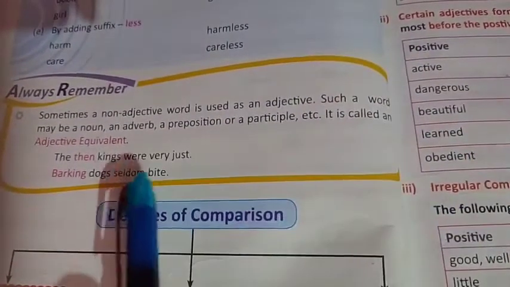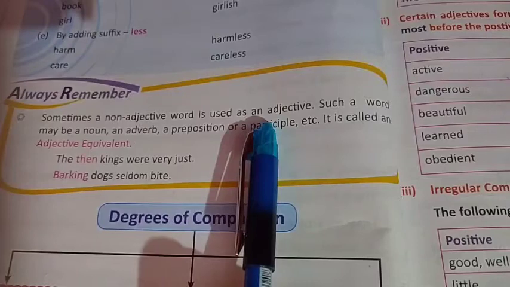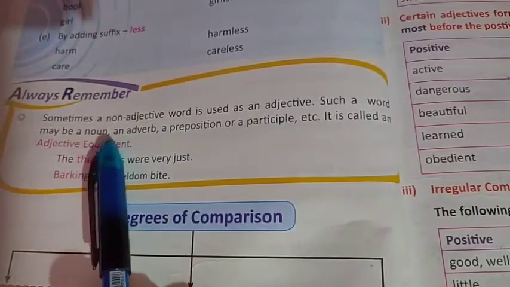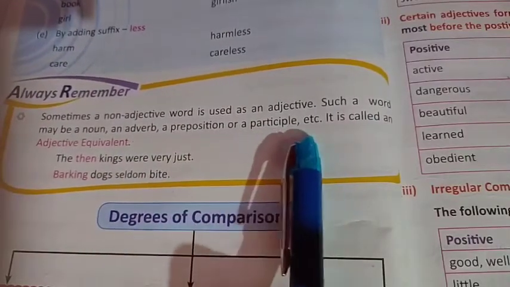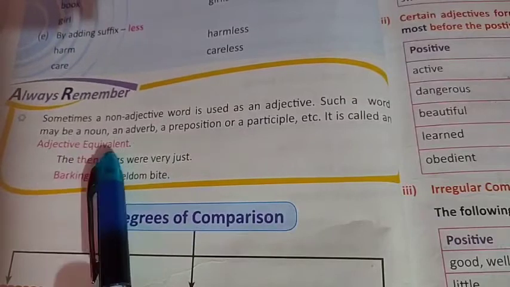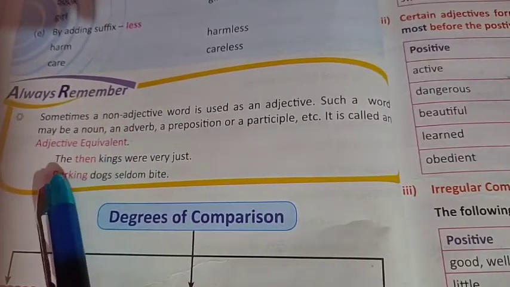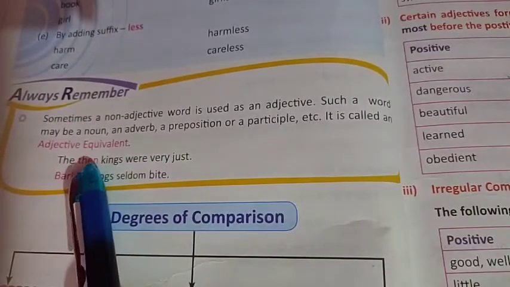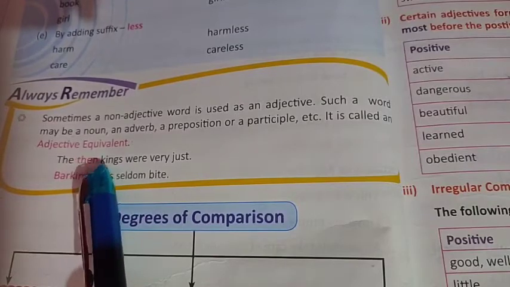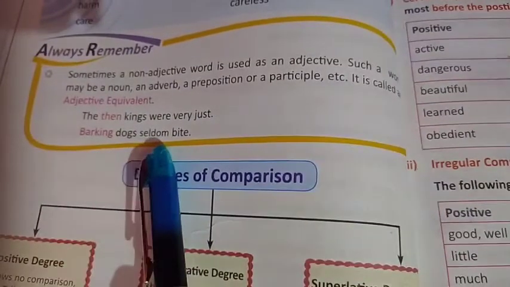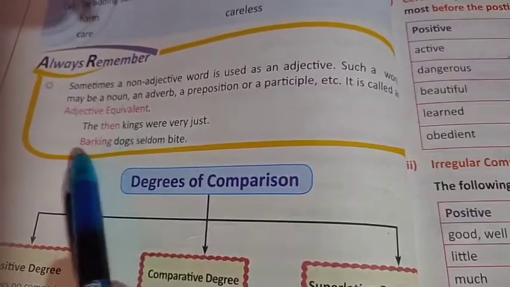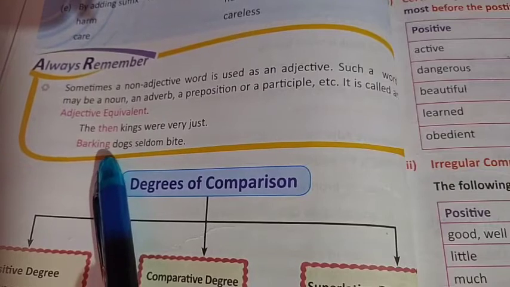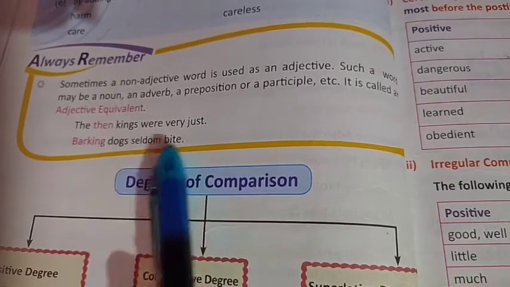Children, sometimes a non-adjective word is used as an adjective. Such a word may be a noun, an adverb, a preposition, or a participle. So it is called an adjective equivalent, meaning equal to adjective. The then kings were very just. So this then is a non-adjective word, but it is used as an adjective. Barking dogs seldom bite. So barking is not an adjective, it's a non-adjective word, but it is used as an adjective.